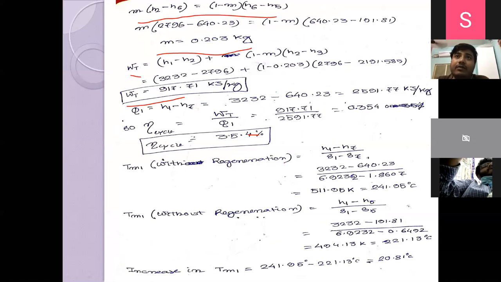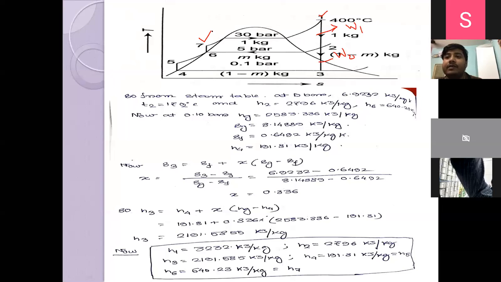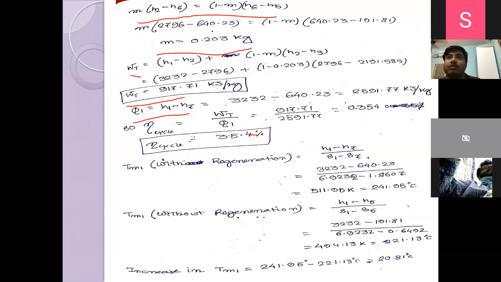Now, similarly, what is Q1? If you see the diagram, it is H1 minus H7, because we have done the regeneration. So it will not be H1 minus H5. We have the value of H1 and H7, so we will get the value of Q1. It is 2591.77. So what will be the eta cycle?